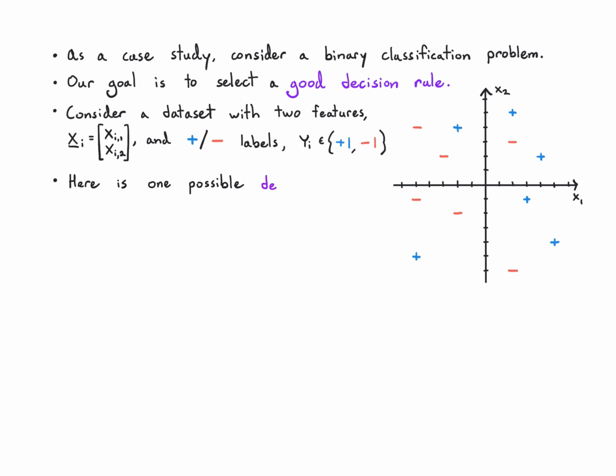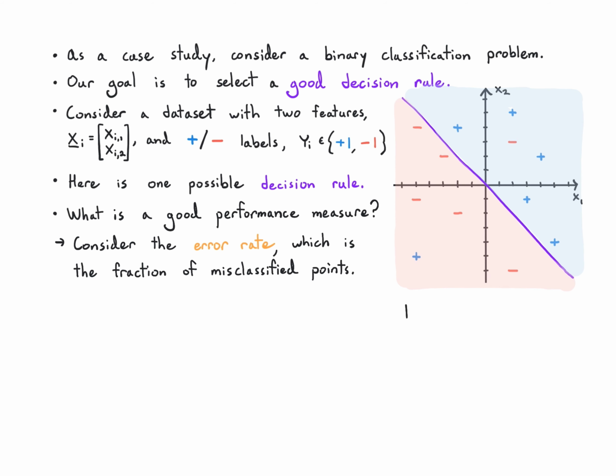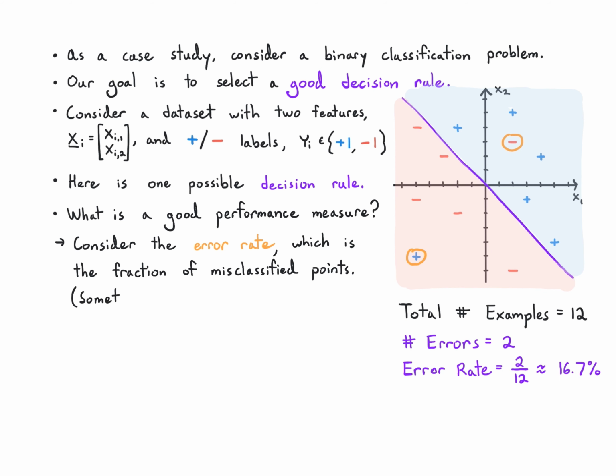And here is a decision rule. We could come up with lots of decision rules. This is one. So on the top, I decide plus, and on the bottom, I decide minus. So what's a good measure of performance? Well, one way I can measure performance is the error rate, which is the fraction of points that are misclassified by this decision rule. And sometimes this is reported as a percentage. So here I had 12 examples. 2 of them are misclassified. They're on the wrong side of this line. So my error rate is 2/12, which is 16.7%. Okay, so I can write that as a percentage. Sometimes it's easier to parse.